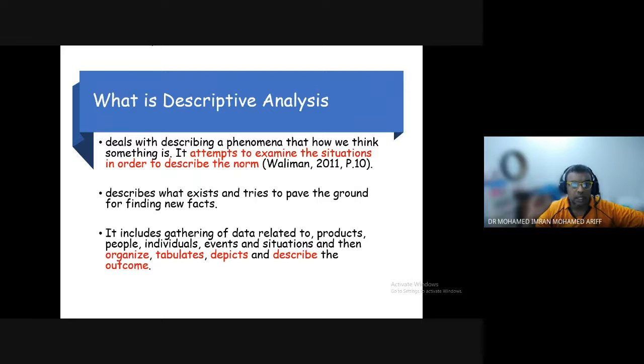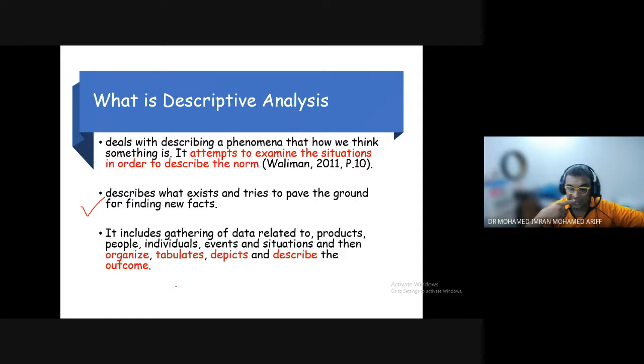Okay. So when we talk about descriptive analysis, we are trying to describe saja. We are not trying to prove anything. We are just trying to describe that this is what exists. Describe what exists and try to pave the ground for new fact finding. It includes the gathering of data related to products, people, individuals, events, and situations, and then organizing, tabulating, displaying, and describing the outcome.